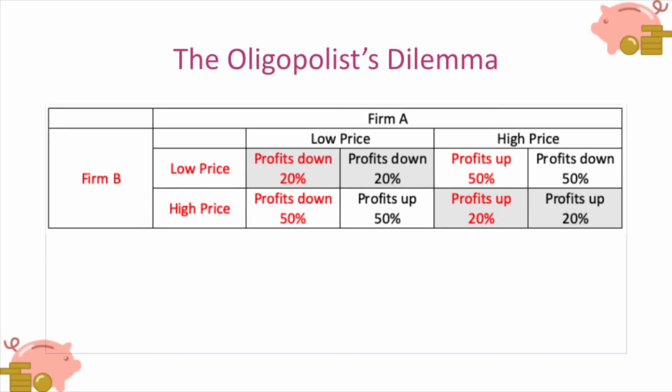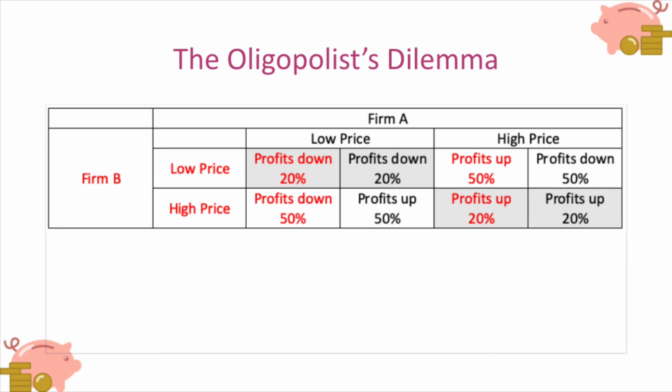So the firms have agreed a high price strategy, but they both have an incentive to follow a low price strategy. So both firms put their prices down, so nobody benefits. The customers stay with the firms that they were originally with, but now the prices are lower, so profits fall. So in my example here, the profits go down by 20% for each firm.